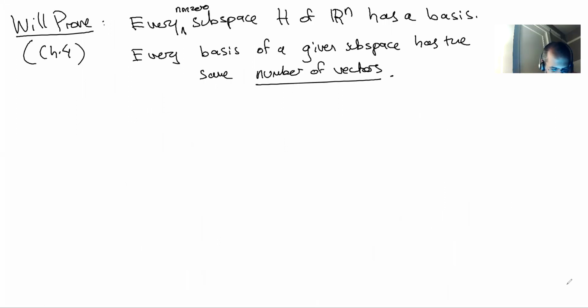Okay, so this second fact allows us to assign a number to every subspace, which is the size of a basis for that subspace. And this is called the dimension. Okay, so we've been throwing around this idea of this is a one-dimensional, this is a two-dimensional object, et cetera, et cetera. The rigorous definition of dimension is the size of a basis.